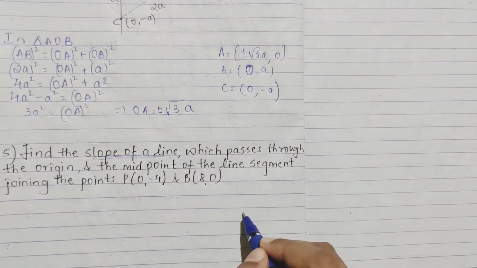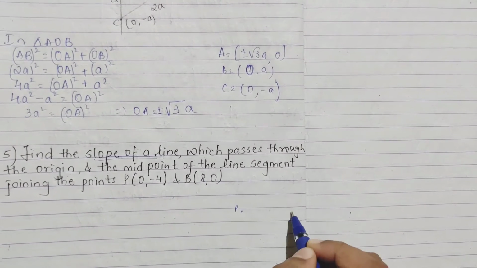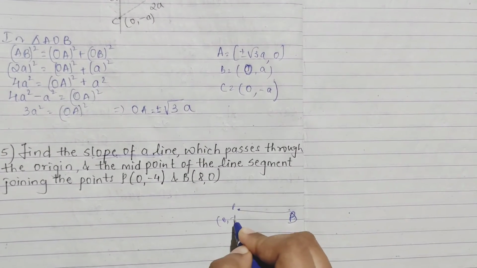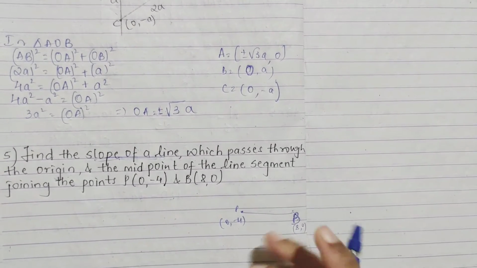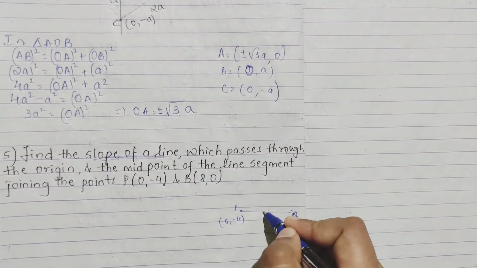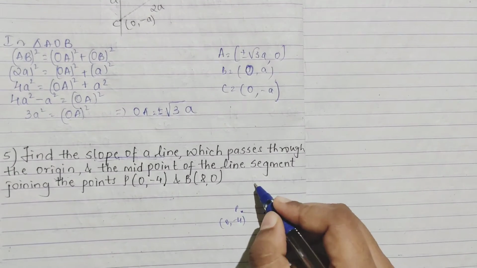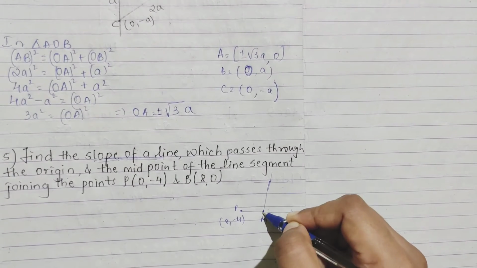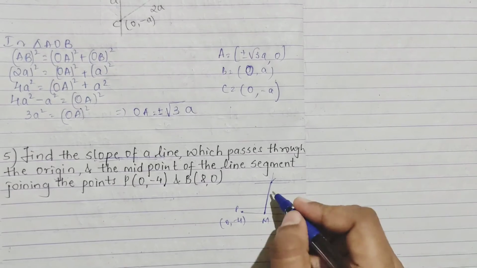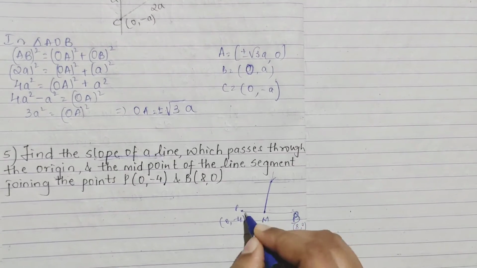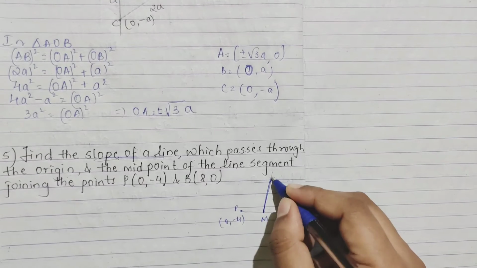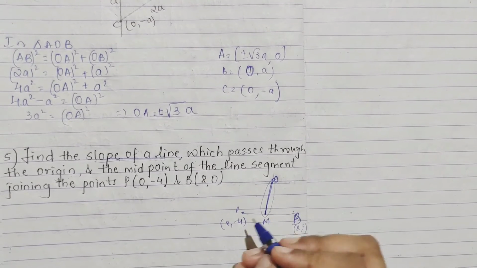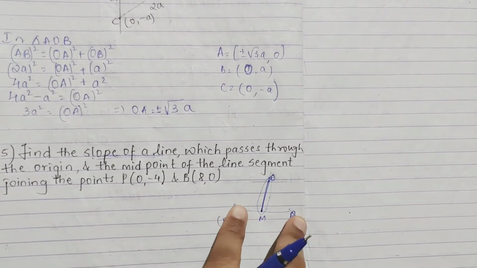Suppose like you have PQ, right? PQ, PB they have taken. So you have (0, -4) and (8, 0). Slope of a line which passes through the origin, suppose this is the origin, and this is your midpoint. If it is coming from the origin, it is passing through the midpoint. So you have to find the slope of this line, that is OM, the line joining the origin and the midpoint of the line segment.